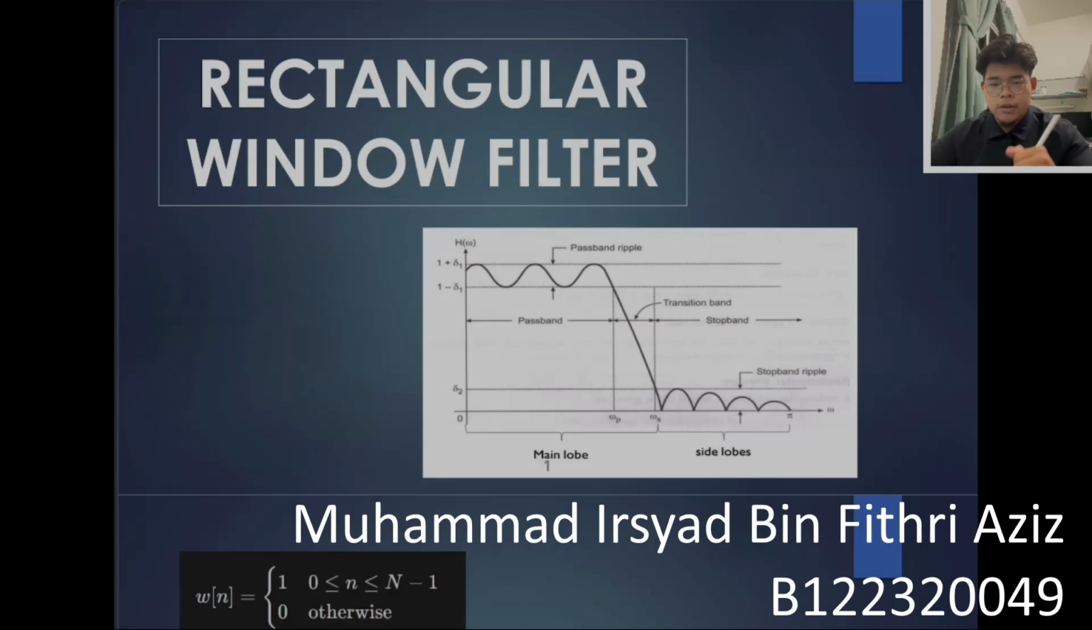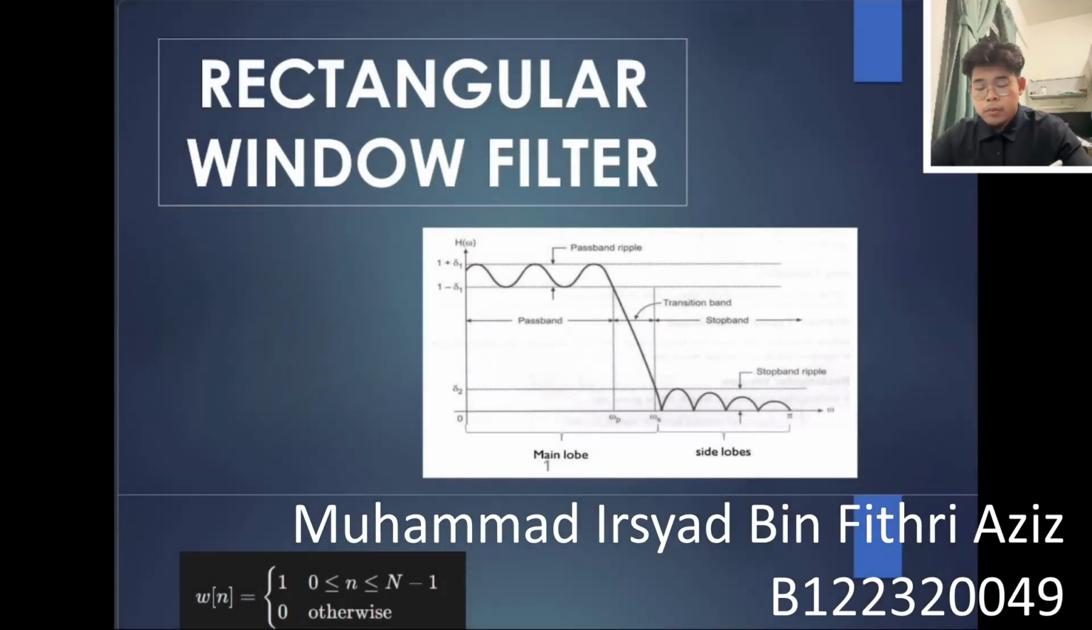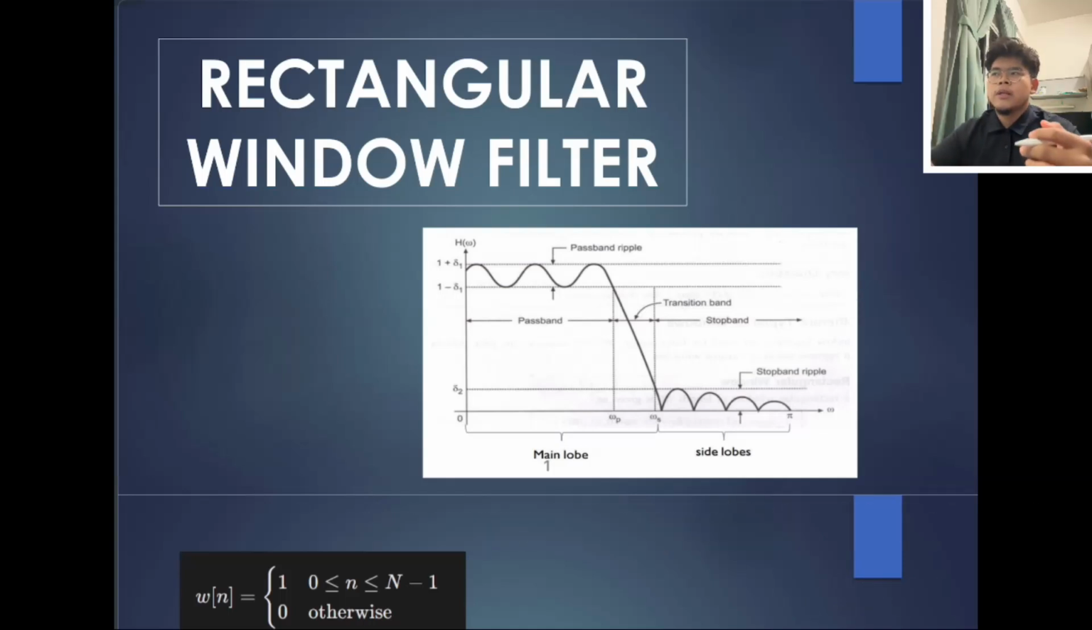My name is Muhammad Irsyad, and I'm going to be continuing my part on the rectangular window filter. It is generally known to be the most common and the simplest window, and usually the most straightforward one. It is usually used to analyze finite segments of signals. Okay, based on the screen that you can see right now.